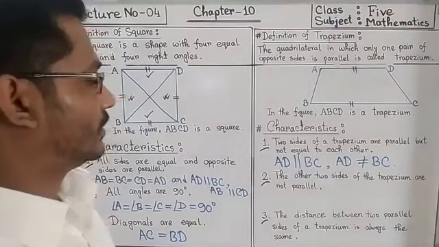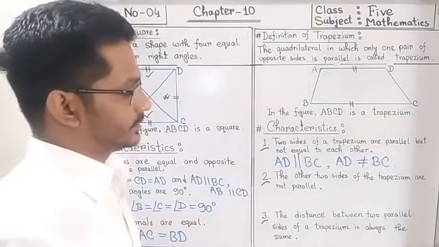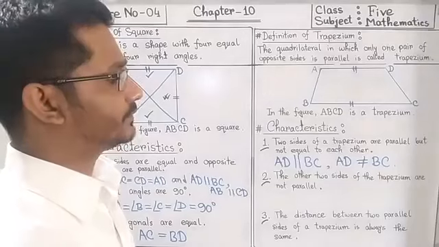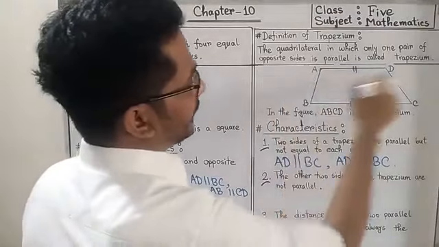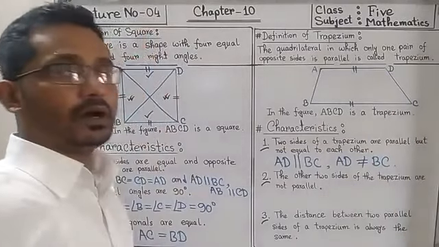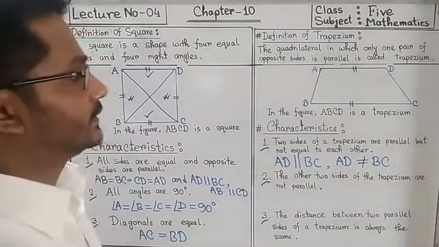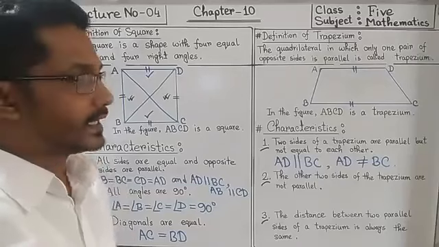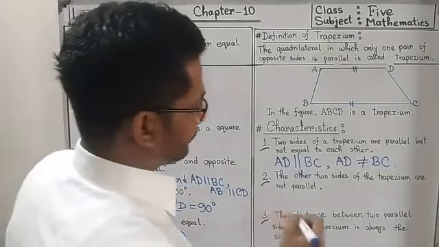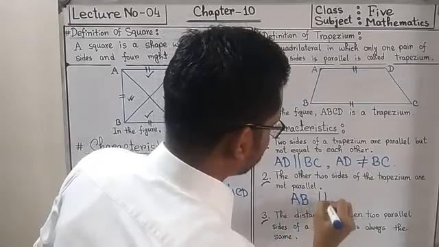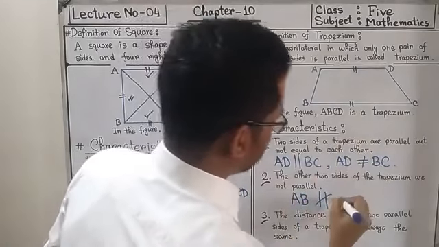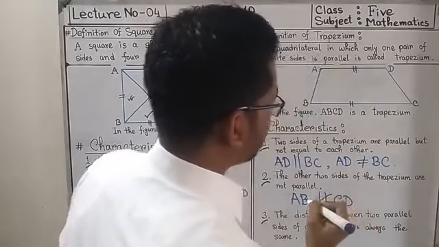So now we will go to our next characteristic. The other two sides of the trapezium are not parallel. Here AB and CD are the two other, or remaining, sides; they are not parallel to each other. So we can say AB is not parallel to CD.